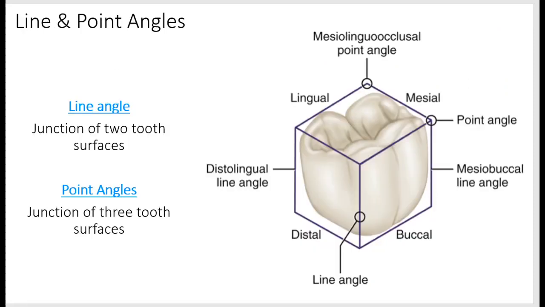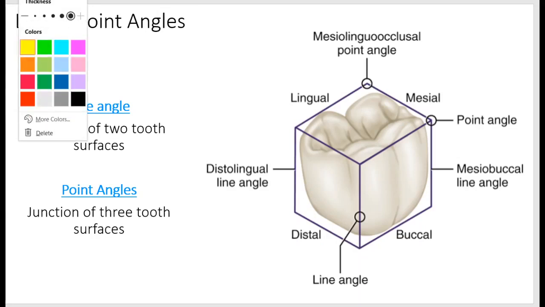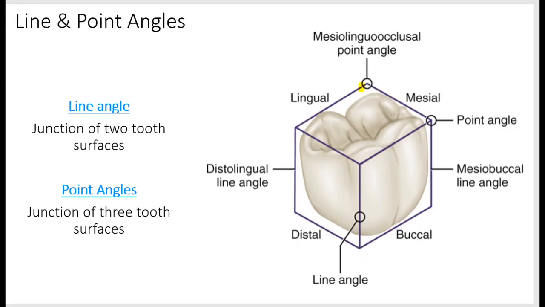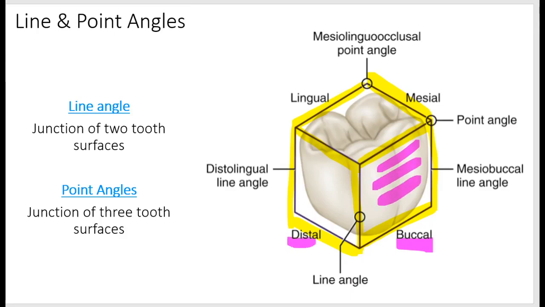Okay, continuing with descriptions. For each tooth we can treat it as a box technically. So you have a box, right, because it has 5 surfaces, especially here for the posterior tooth that we have here. And if you look here, this is the buccal surface, and we have the distal, and this is the distal surface.